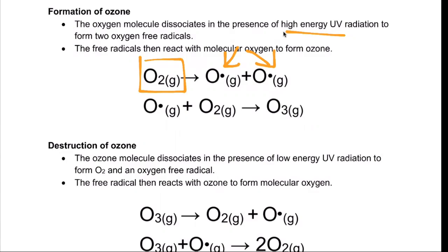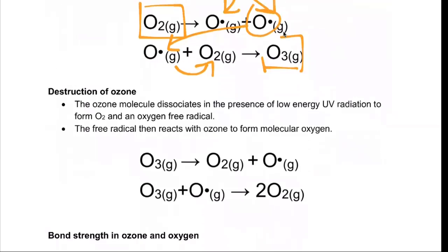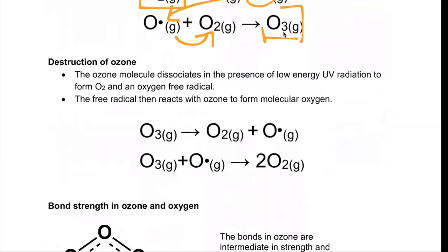So then one of these free radicals can come and pair up with another oxygen molecule and make ozone. Ozone is O3. And ozone is what's dangerous. Well, it's not dangerous. Some ozone is good. That's why we have the ozone layer, okay? But ozone can be destroyed. This next part talks about the destruction of ozone.